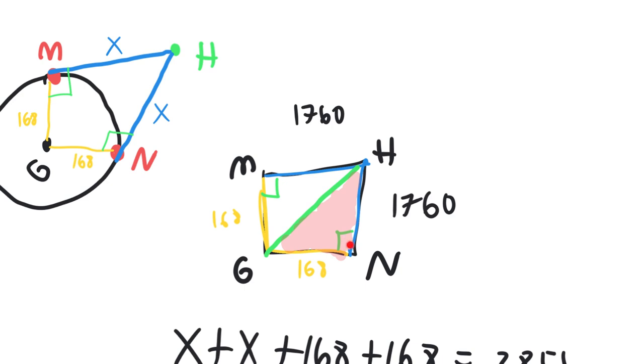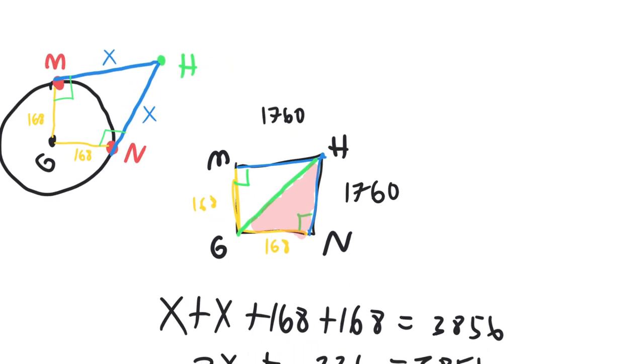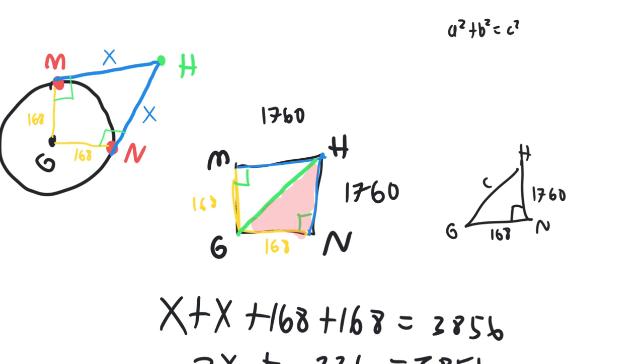How did we know that that's 90 degrees? Because of the whole tangent line, radius thing. Remember I said radius always forms 90 degrees with the tangent line. That's 90 degrees. Therefore, this triangle is a right triangle. Therefore, the Pythagorean theorem applies, correct? That's 168, that's 1760, and let's call this C, because typically when you're doing the Pythagorean theorem, it's a squared plus b squared equals c squared. C is the hypotenuse of a right triangle. We are on a mission to solve for C right now.